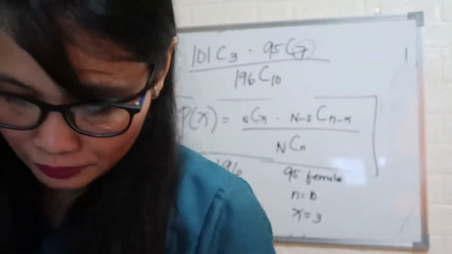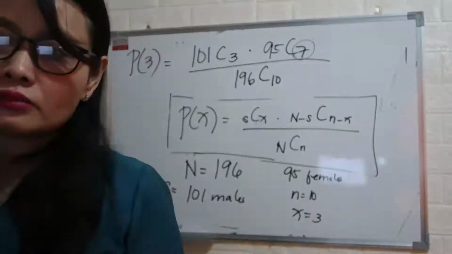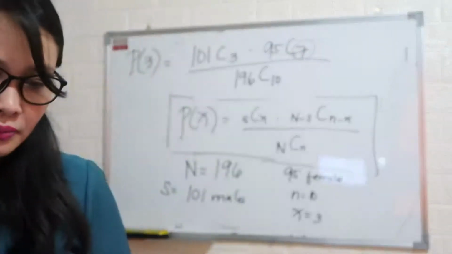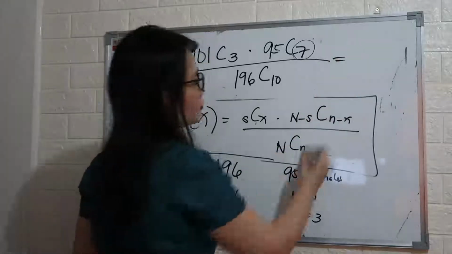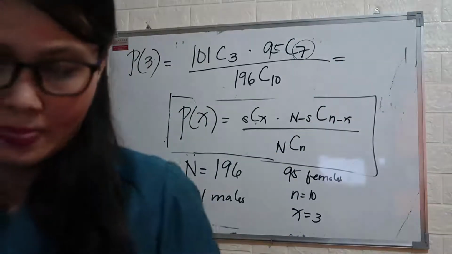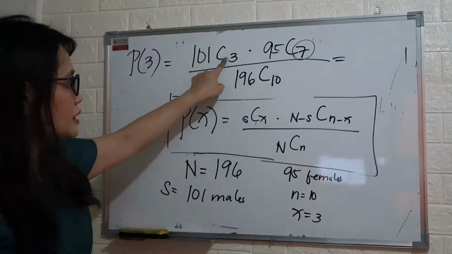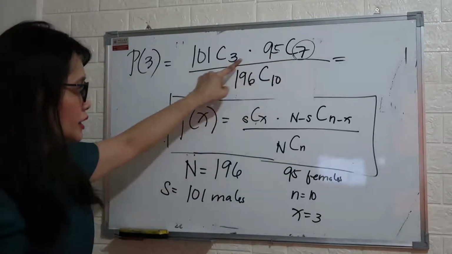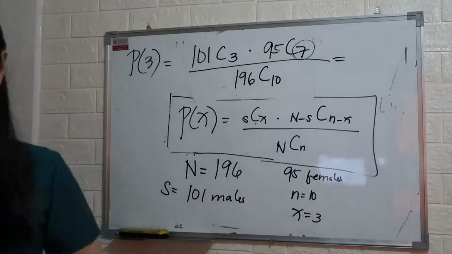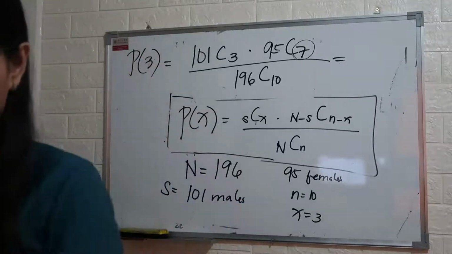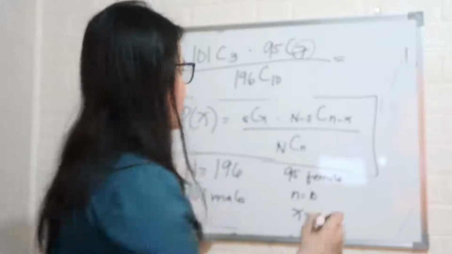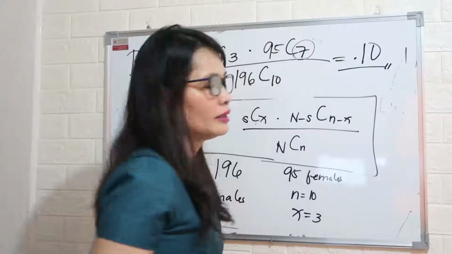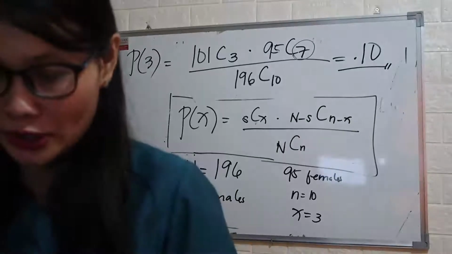So what will be the answer? 101 taken 3 multiplied by 95 taken 7 divided by 196 taken 10. So what will be the answer? 0.10. Okay, very good. It's 0.10. That's correct. So, let's proceed on to number 2 example.